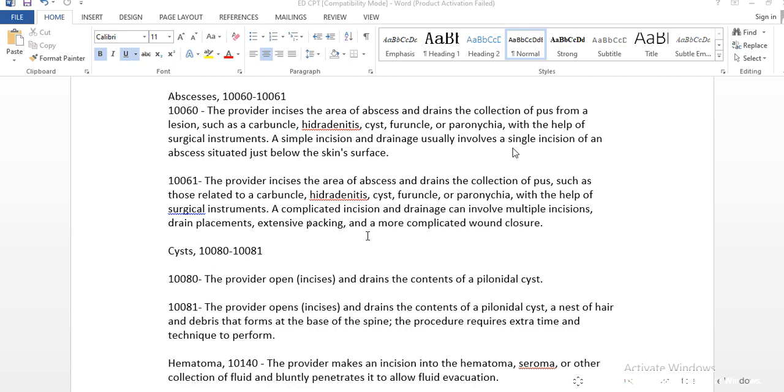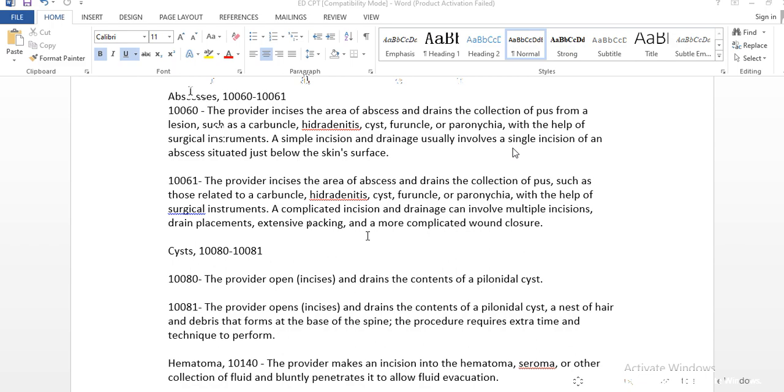So far we have completed abscess. Now we are going to learn cyst. Cyst also, in the CPT book, we have two codes like abscess: 10180 and 10181. We will see it in the CPT book now. So see here, 10180 incision and drainage of pilonidal cyst, simple; 10181, complicated.